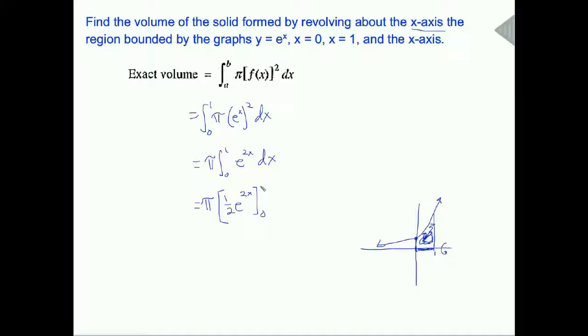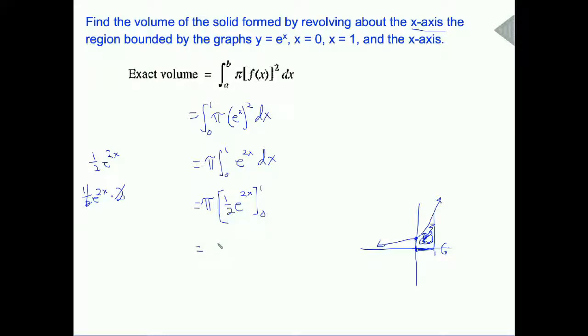Evaluate it from 0 to 1. Let's just check to make sure this is right. So we want to check our integral. We're taking 1/2 e to the 2x, and we want to find the derivative of that. Obviously the derivative of e to the 2x is e to the 2x, and we still have our 1/2. The derivative of e to the 2x is e to the 2x times the derivative of what's inside, so times the derivative of 2x, which is 2. They cancel. This is what we wanted, so this is the correct integral.